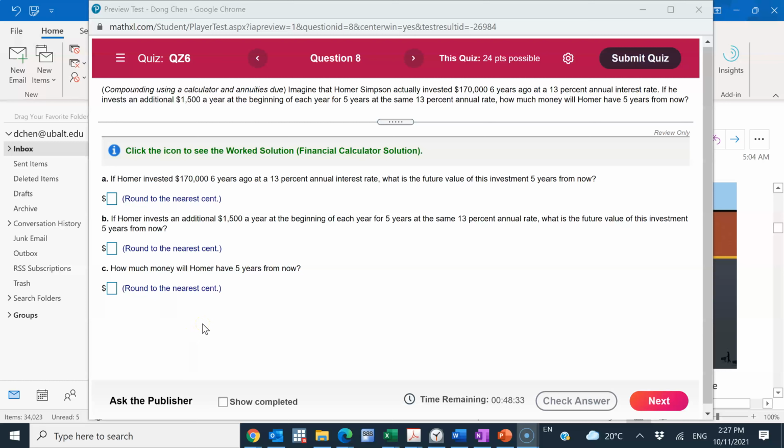This is question number 8 on quiz 6 for chapter 5. Imagine that Homer Simpson actually invested $170,000 6 years ago at a 13% annual interest rate. If he invests an additional $1,500 a year at the beginning of each year for 5 years at the same 13% annual rate, how much money will Homer have 5 years from now?